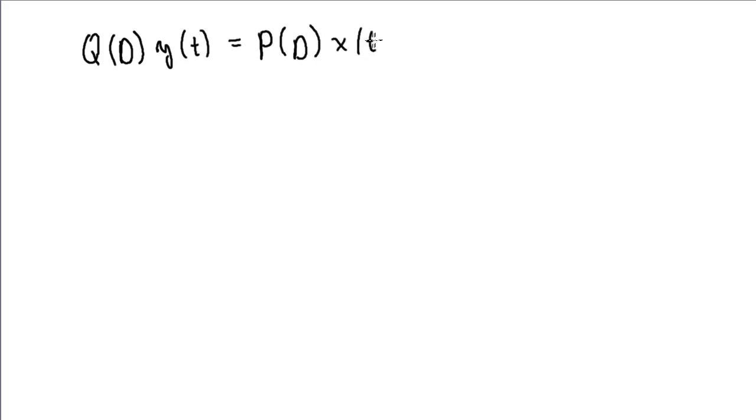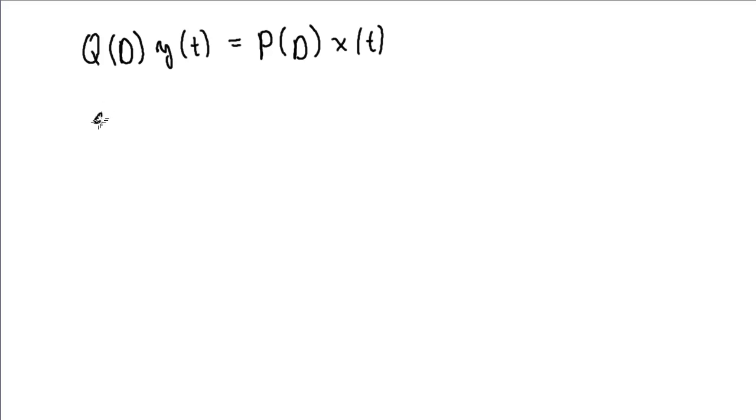So I can simplify the notation slightly. I'll call the polynomial in D on the output side of the equation Q of D, and on the right-hand side, the notation we use for that polynomial is P of D. So you'll see this notation throughout the course. Again, we can get this Q of D polynomial directly from the differential equation. You can write this down by inspection.